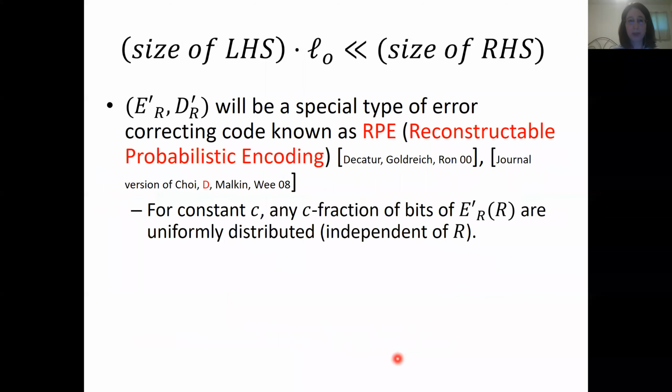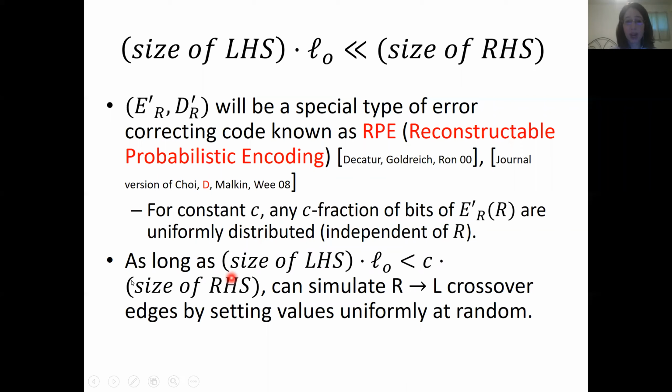So why is this useful for us? Well, we're going to use a special encoding, E prime R, D prime R, which is a reconstructible probabilistic encoding. It's an error-correcting code which has some additional properties. The additional property is that for constant C, any C fraction of bits of the code word are uniformly distributed and do not depend on the encoded message. This type of encoding also has another property, which is why it's called reconstructible, but that only comes up in the proof, so I'm not going to discuss that.